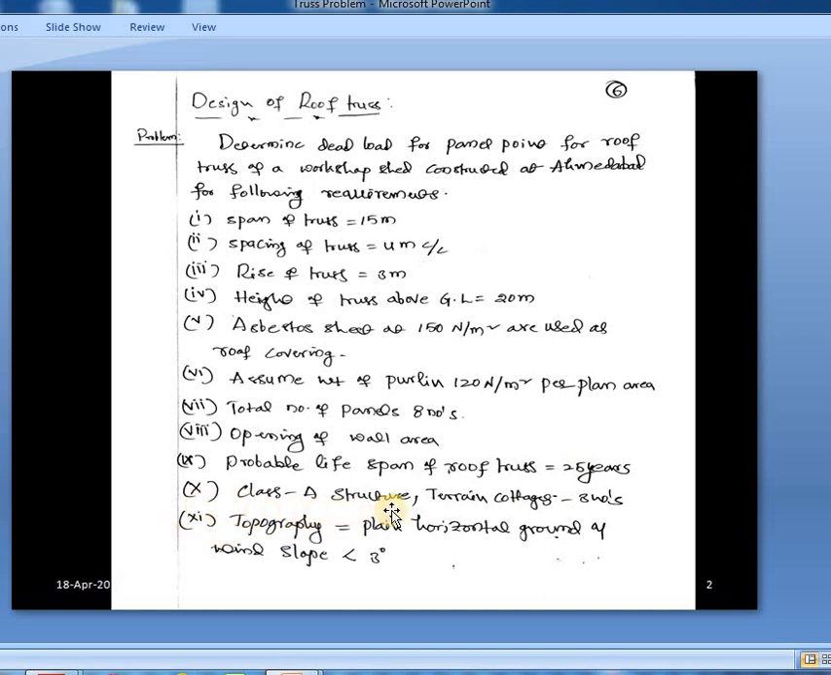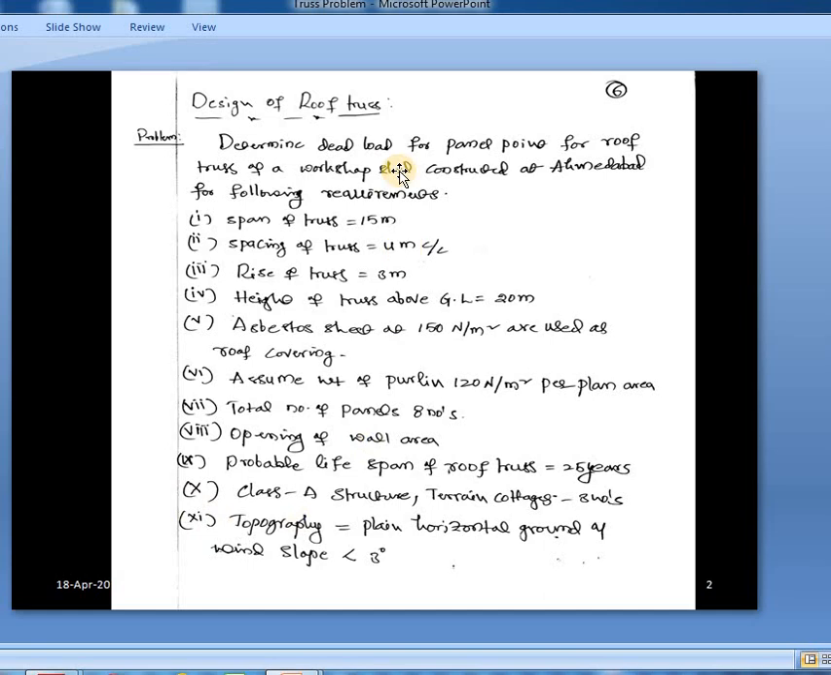The 10th one is class A structure, terrain category 3. These 2 details are used to calculate wind load. The 11th point is topography, that is plain horizontal ground with wind slope less than 3 degrees. See, this is the common data for any type of roof truss design.